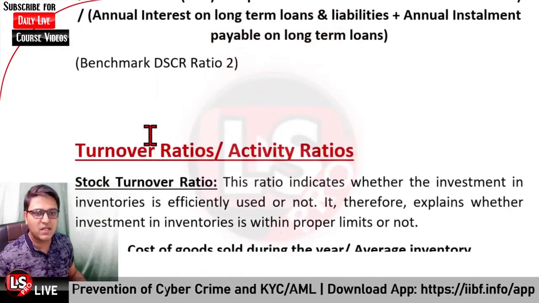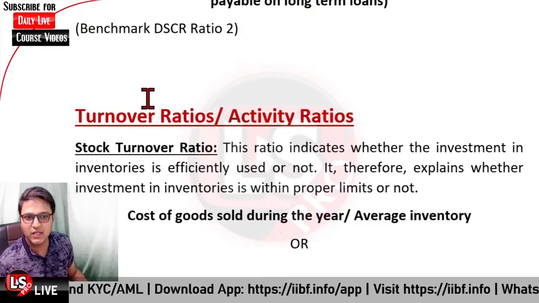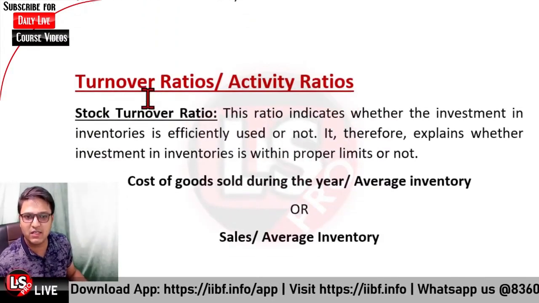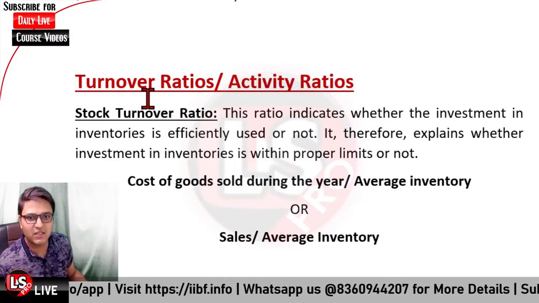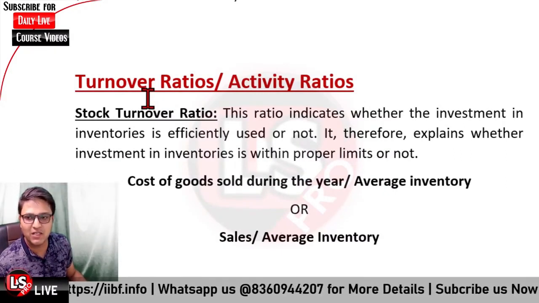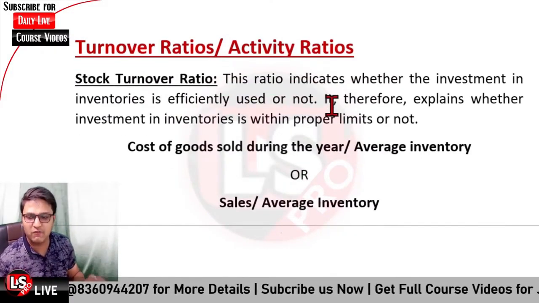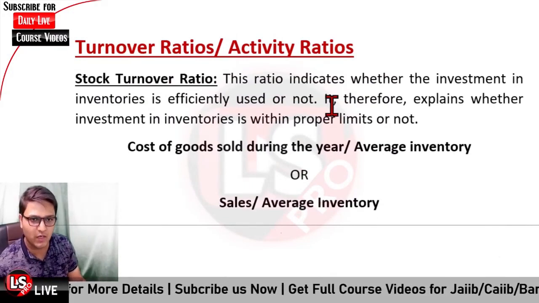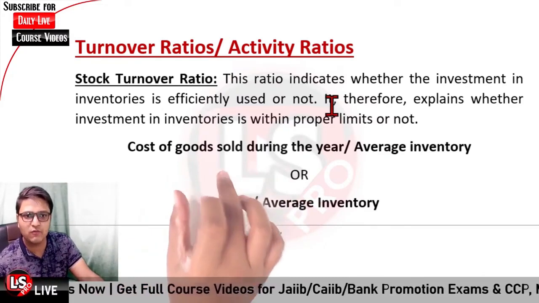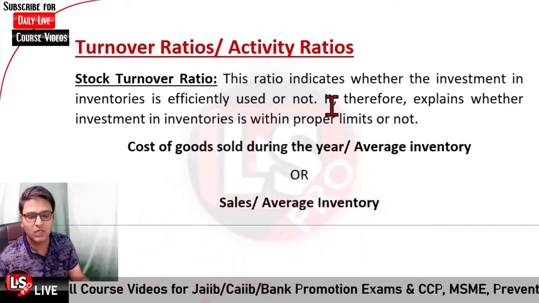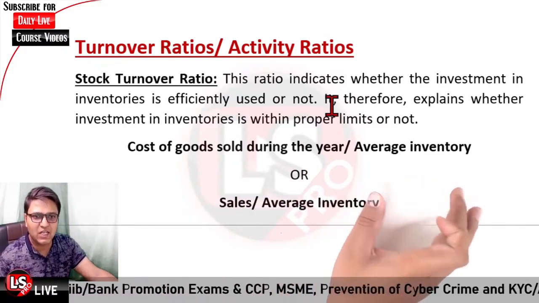Okay, further it is regarding the turnover ratios. There are different turnover ratios. First it is the stock turnover ratio. Now what does the stock turnover ratio signify? First of all, have a look at the formula over here. It is given as cost of goods sold during the year, divided by average inventory.